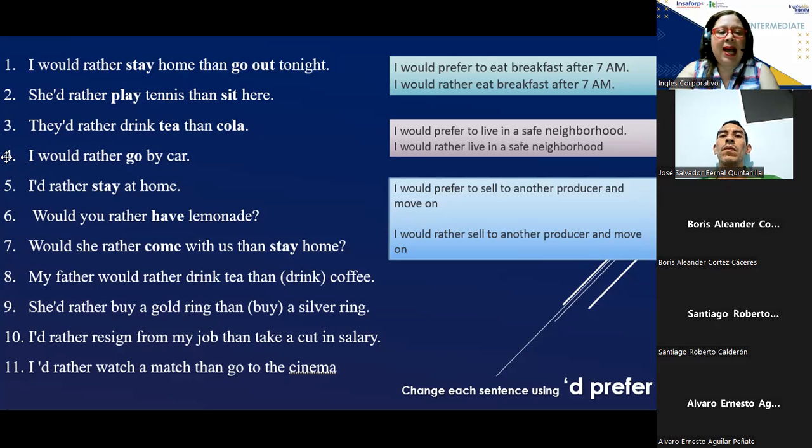Number four, please, Alvaro, can you read number four? I would rather go by car. It's only one option. Maybe someone asked something in a context, we don't know, but I would rather go by car. It's a decision, it's a preference. Thank you very much, Alvaro. Number five.